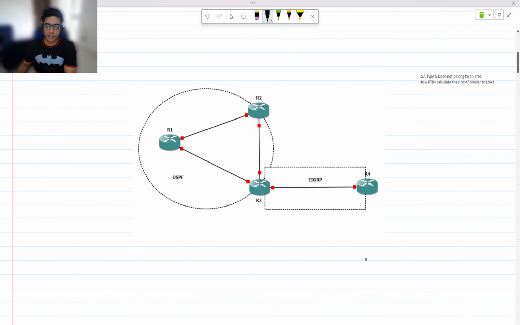Now let's take another example here. Between R3 and R4, EIGRP is running, and between R1, R2, and R3, OSPF is running. So here, R3 is the ASBR. Let's understand how R1 will calculate its cost to reach the EIGRP network. When R3 injects the EIGRP network into the OSPF network via redistribution, it will generate a type 5 LSA, and it will send that type 5 LSA to R2 and R1, saying that its cost to reach the EIGRP network is 20.